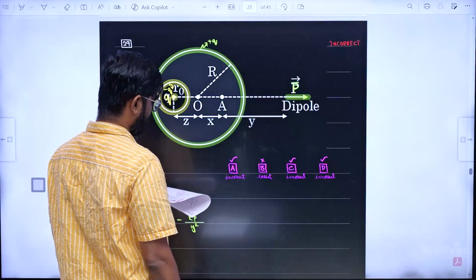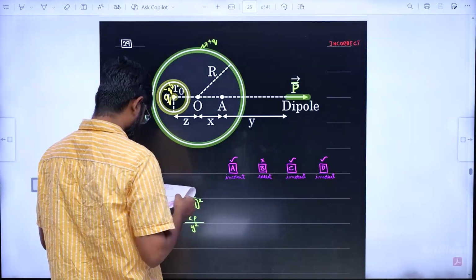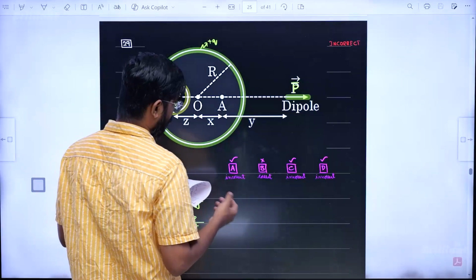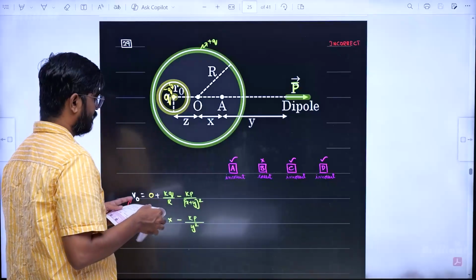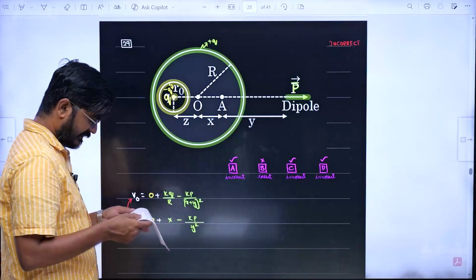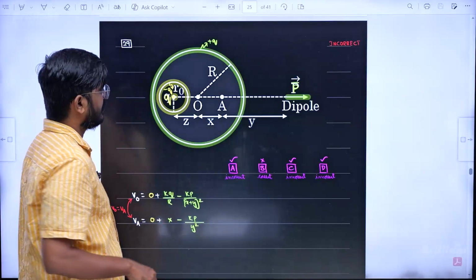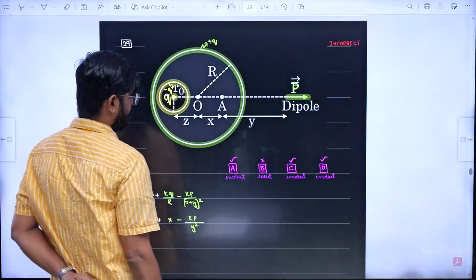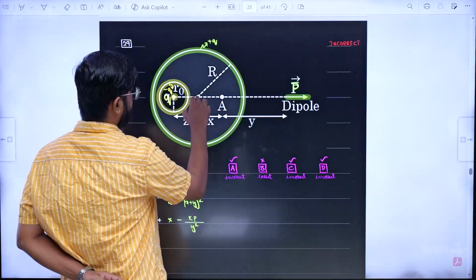Option B is correct, which we don't mark. Then options C and D are going to be incorrect, which we will be marking. We will see why they are incorrect. Potential at A directly is hard to find, so we will find potential at O.